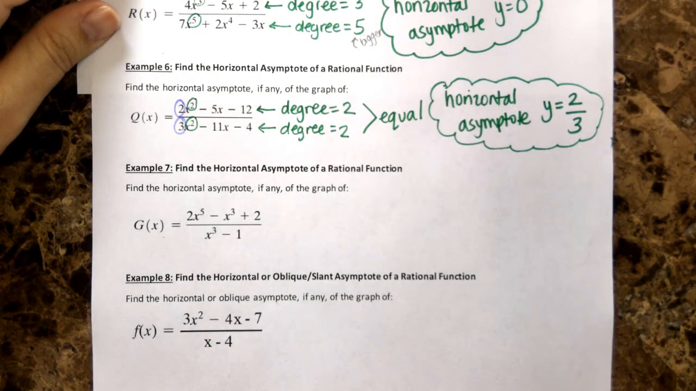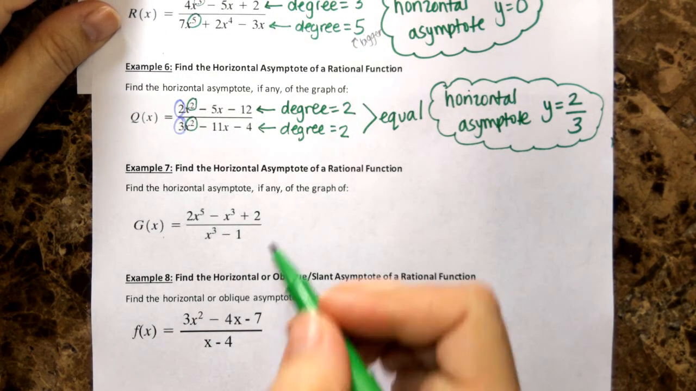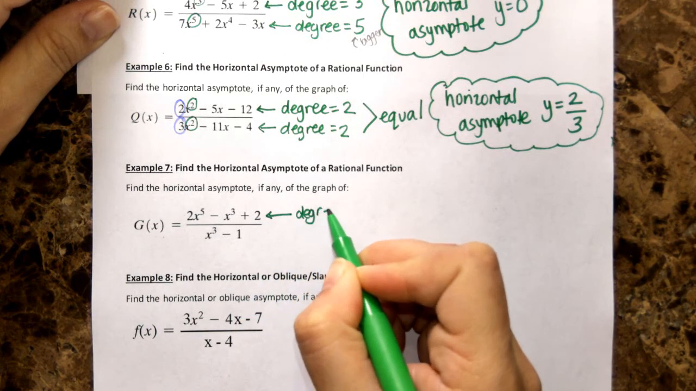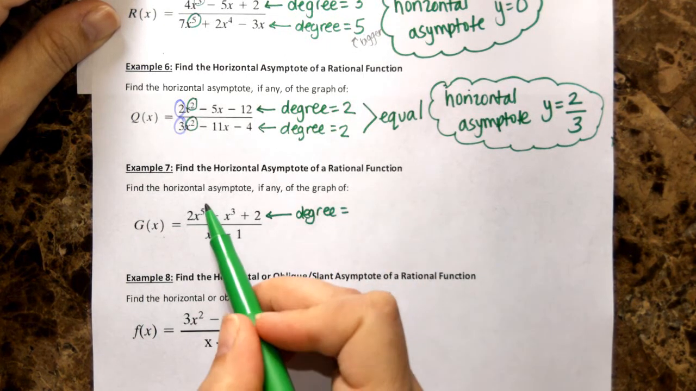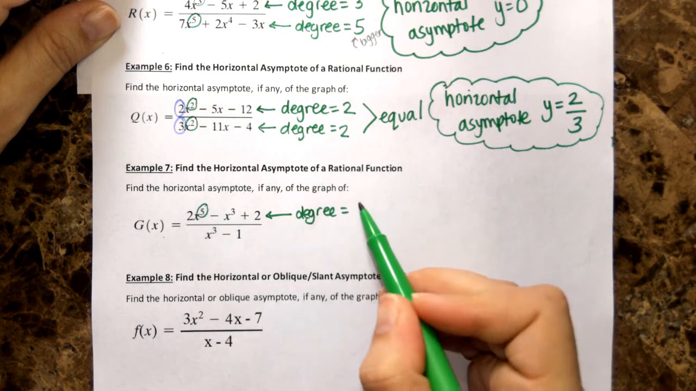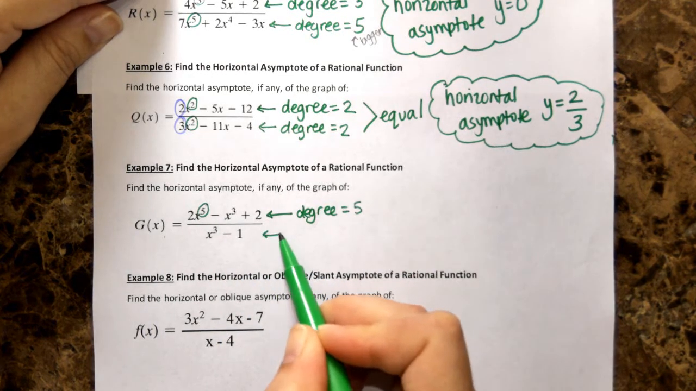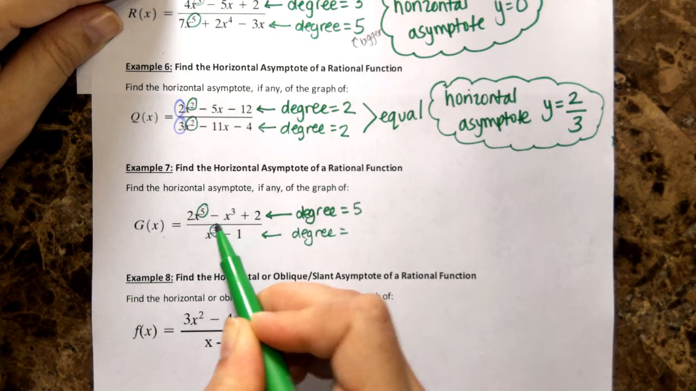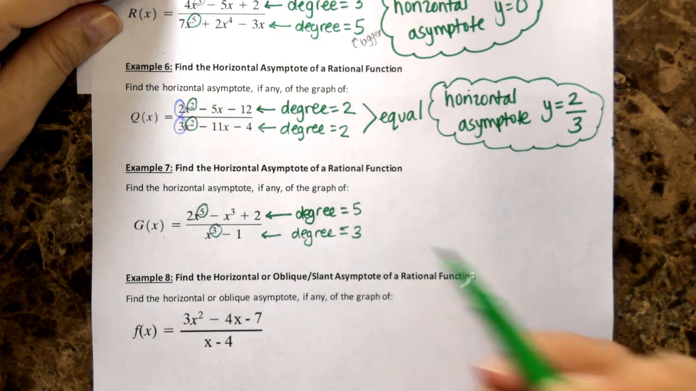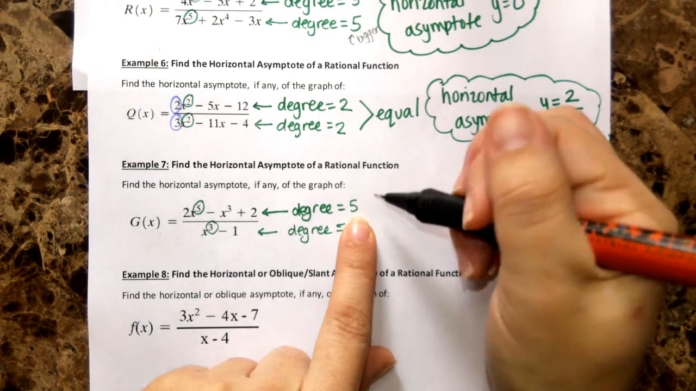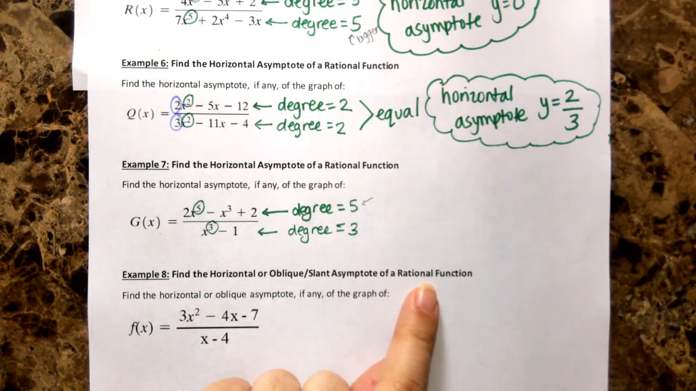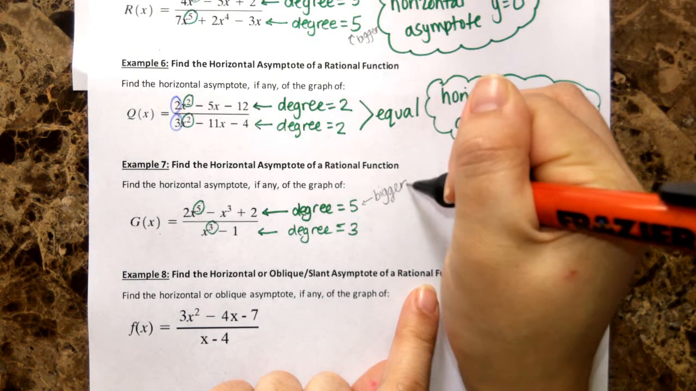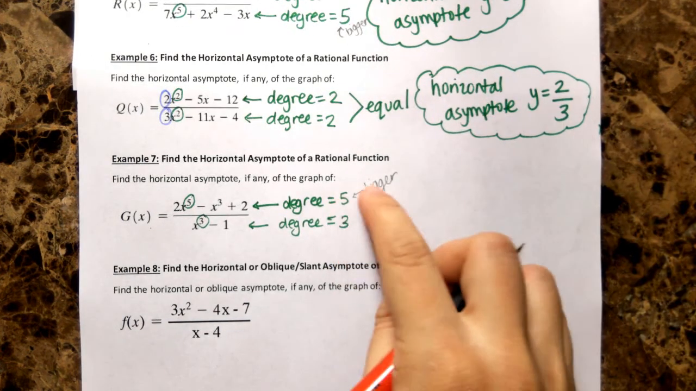Example number 7, same thing, find the horizontal asymptotes. So start by figuring out what is the degree of the numerator, which is the highest exponent on the numerator, which is x to the 5th power. Then identify the degree of the denominator, which is the highest exponent of x on the denominator, which is 3. Now in our case, the numerator, which is 5, has a bigger degree than the denominator, which is 3. So the numerator is bigger in this case.